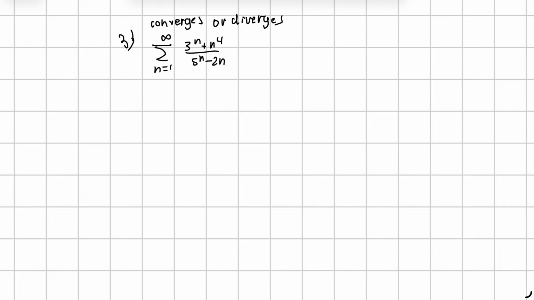For our next example, let's do this series. We want to determine whether this series converges or diverges. So let's say we have the summation n is equal to 1 to infinity of 3 to the power of n plus n to the power of 4 over 5 to the power of n minus 2n. So our dominant terms are going to be exponential. Up here, this is approximately 3^n. Down here, this is approximately 5^n. So we take the ratio of that. That is going to be (3 over 5) to the power of n.